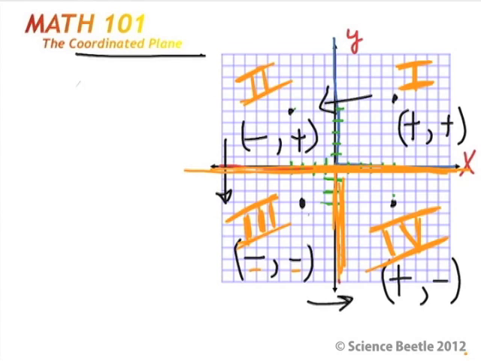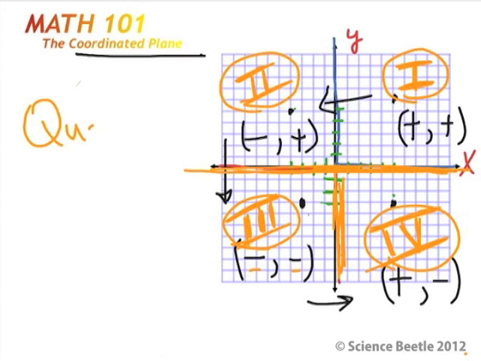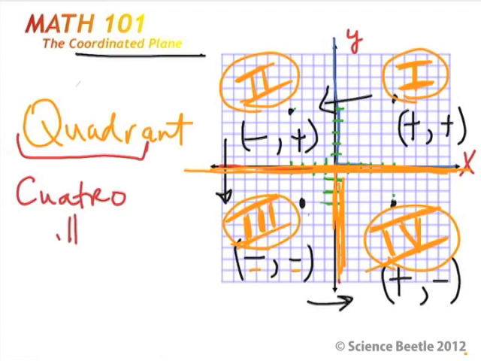And so if you notice here, we've got 4 sections. We've got 1, 2, 3, 4, and essentially when we look at a coordinate plane, when you put these together, each of these sections then become quadrants. And if you look at the word quadrant, for those of you in Spanish, this is almost the same thing as cuatro, which means 4. And there are 4 sections. 1, 2, 3, 4.